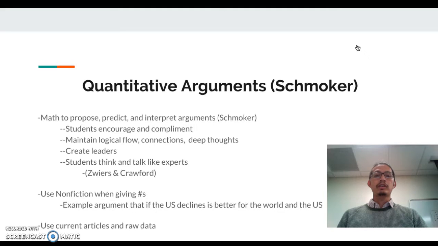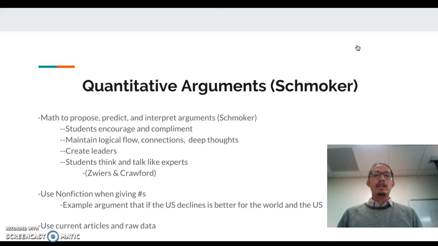And then again, Schmoker proposes that math should be used for students to propose, predict, and interpret arguments. Swires and Crawford follow up on this and say that this allows students to encourage and complement other students, and it allows them to maintain a logical flow. They have connections, they have deep thoughts. It creates leaders within their classroom, and the students think and talk like experts. So in math, students would be using math language when they're referencing anything in the math class.